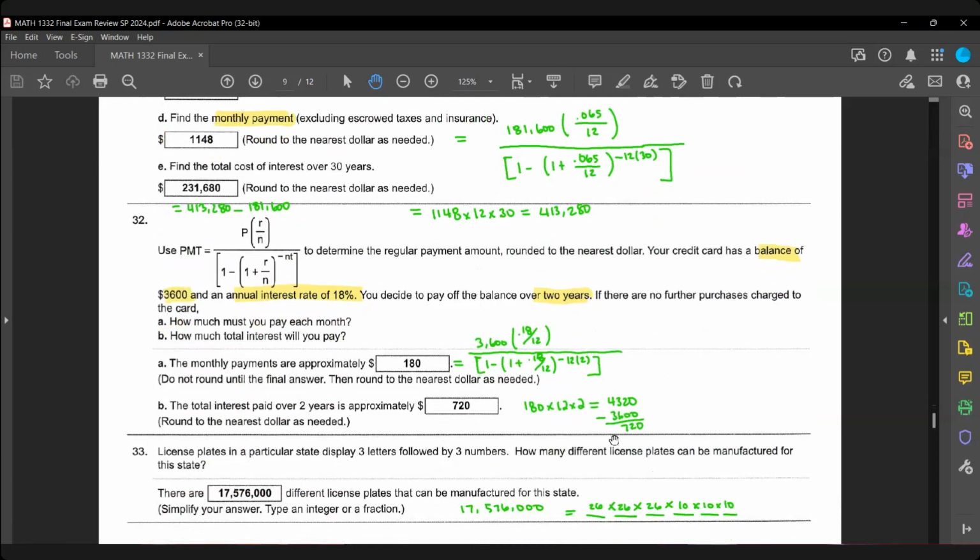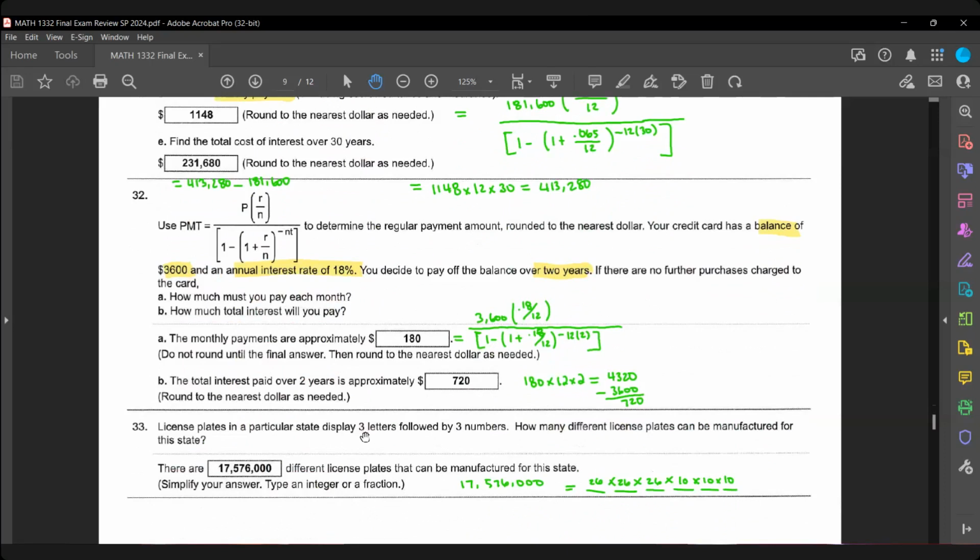I noticed that that is the end of chapter 8, and now example 33 begins the problems out of chapter 7. It begins with an example that says license plates in a particular state display 3 letters followed by 3 numbers. That is 6 slots: first letter, second letter, third letter, and then the 3 numbers.